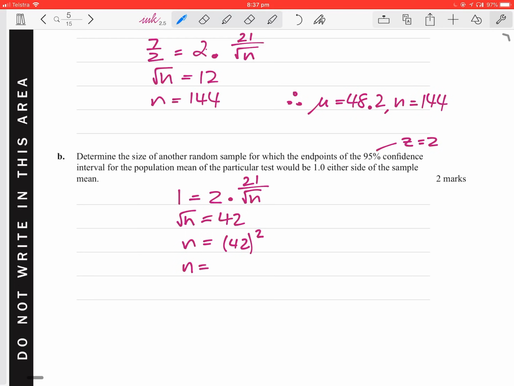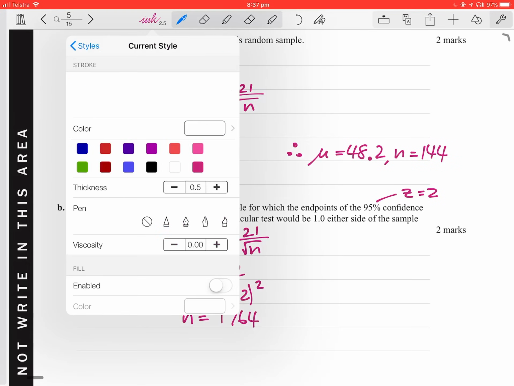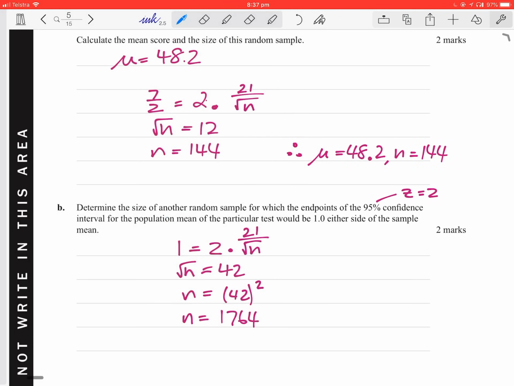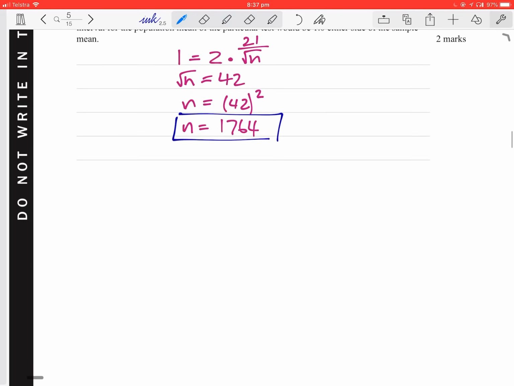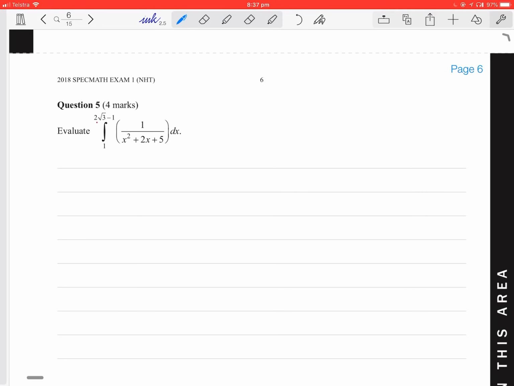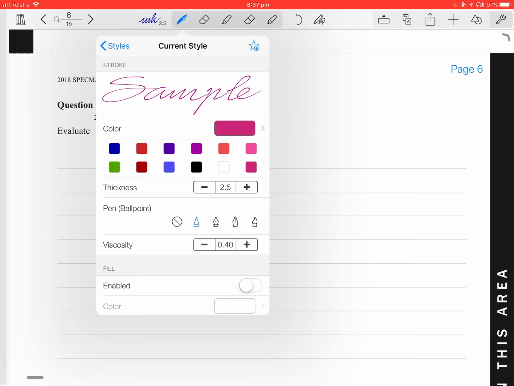1764. 42 squared, 1764. Okay, next up, let's see what we've got.